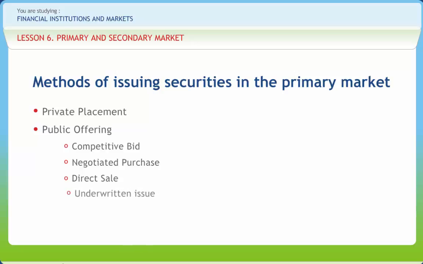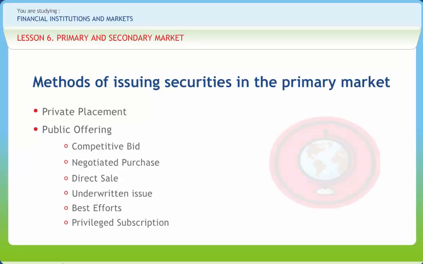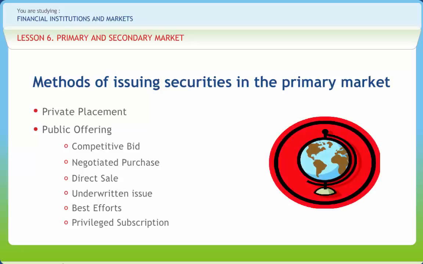Fourth, underwritten issue. It is a type of negotiated purchase. In underwritten issue, the investment bank buys the issue from the firm at a certain price. Next is best efforts. The investment bank tries to sell the issue for a fixed commission. Privileged subscription. The investment bank helps the firm sell the issue to a select group of investors.